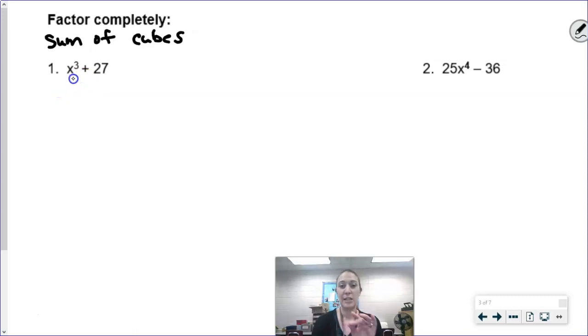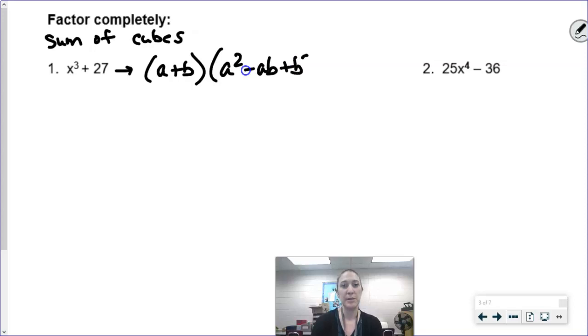So they have the a cubed plus b cubed part. That's what this is. It's going to end up factoring into something that looks like this: a plus b times a squared minus ab plus b squared. So that's the factoring pattern that it needs to look like.